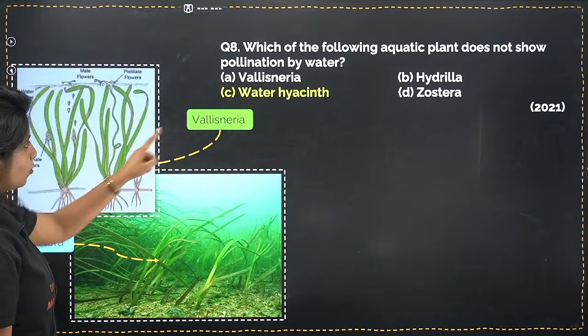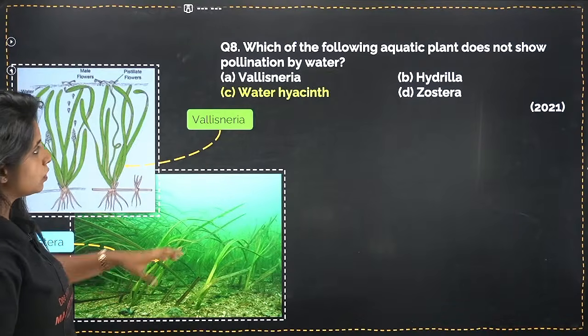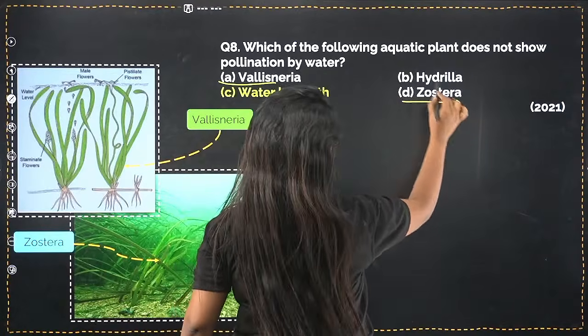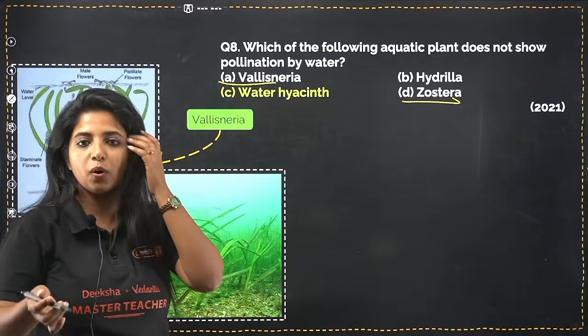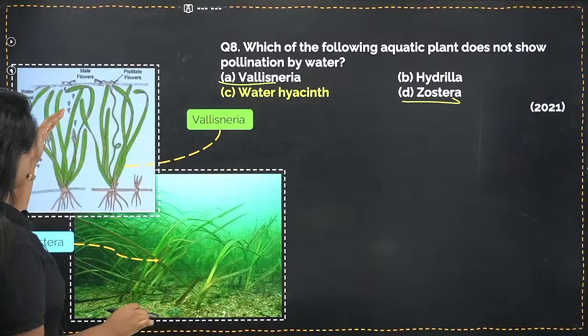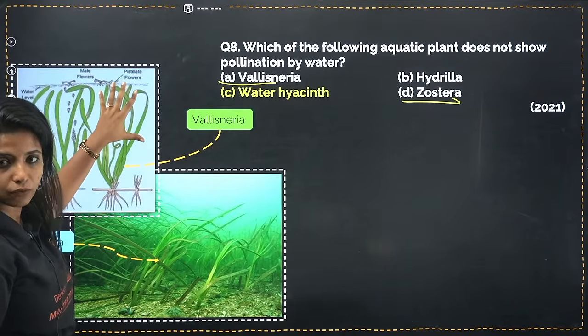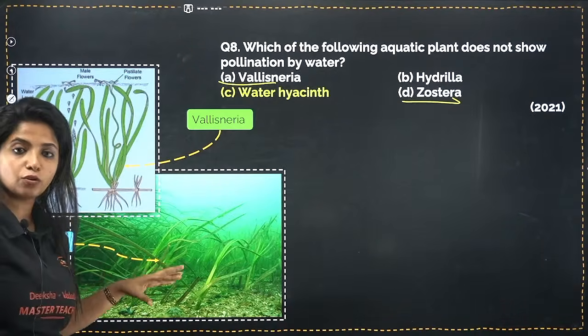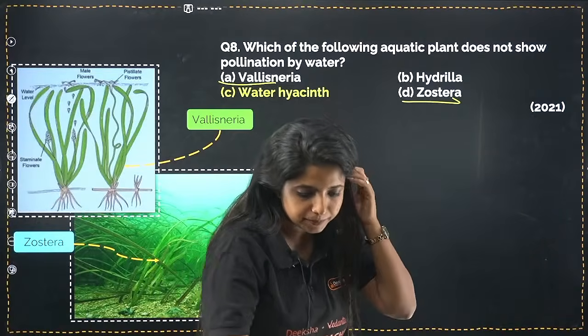This is how Vallisneria and Zostera are going to look. So Vallisneria, Zostera, Hydrilla, all of them are examples for water pollination. Please understand that Vallisneria is a surface level pollinator, whereas Zostera is going to pollinate in submerged condition itself. Okay?